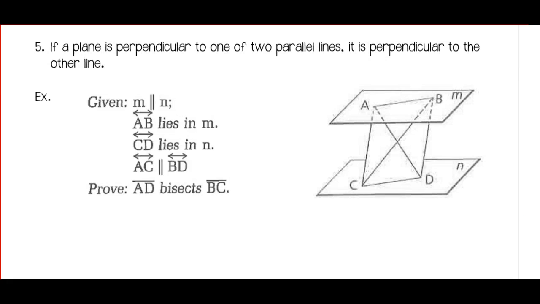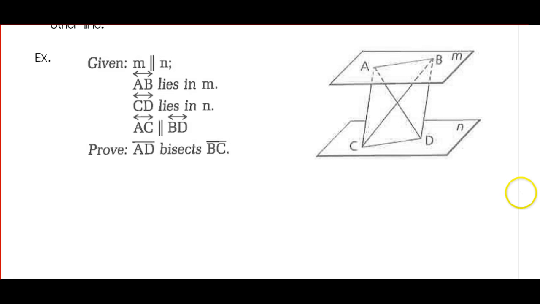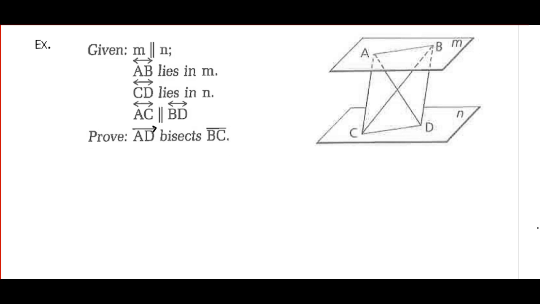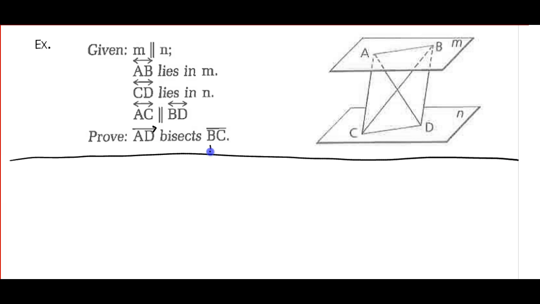We're given that planes M and N are parallel, and we're given that AB lies in M and CD lies in N, and we know that AC and BD are parallel, and we want to prove that ray AD bisects BC. One of the spots where students typically get stuck is that in order to work with this figure in the middle, ABDC, we first need to know that it's a plane.